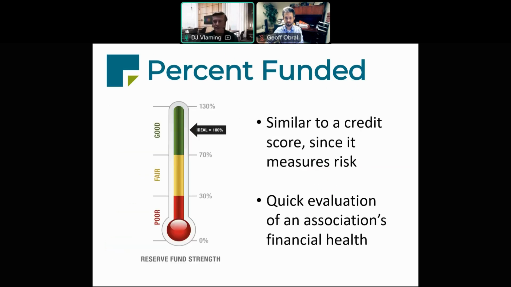We've divided percent funded as a measure of reserve fund strength into 3 ranges. 0 to 30% funded is the weak range. 70% funded and above is considered the strong range. And that middle area between 30 and 70% funded is the fair range. Percent funded can be thought of as similar to a credit score since it measures risk. It provides a quick evaluation of an association's financial health. If you have a basic understanding of these percent funded ranges, you can pick up any reserve study, look at percent funded, and generally know if the association is financially strong, fair, or weak.